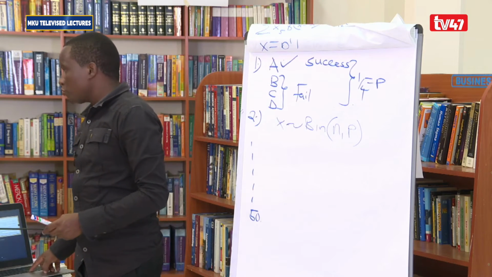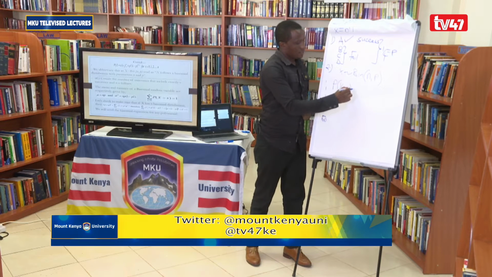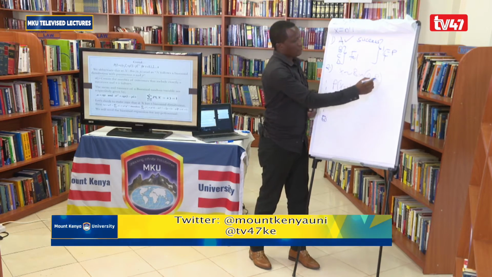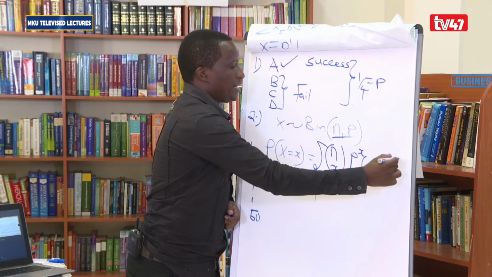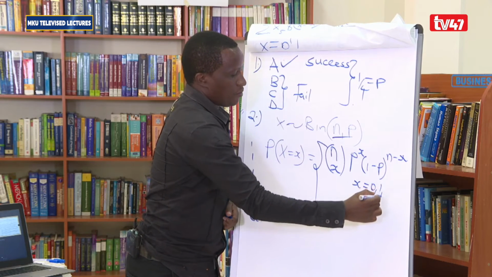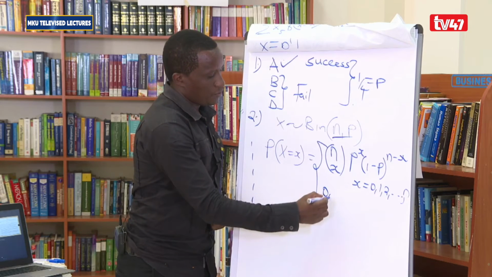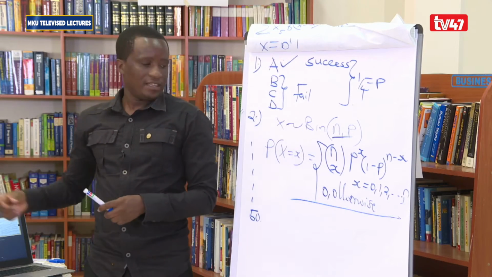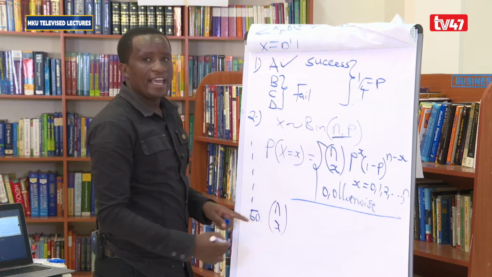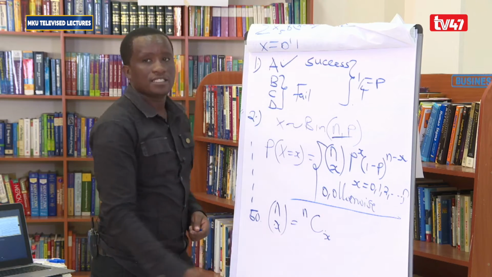So the distribution of a binomial, P(X = x), given 2 parameters n and p, is n choose x, then p raised to power x, then 1 minus p raised to power n minus x, where x takes the values 0, 1, 2, up to n, because you cannot exceed the number of trials we are having, and 0 otherwise. This is the distribution of a binomial as given there. Of course, n choose x means n combination x, and sometimes it's written as nCx. So these mean the same thing.